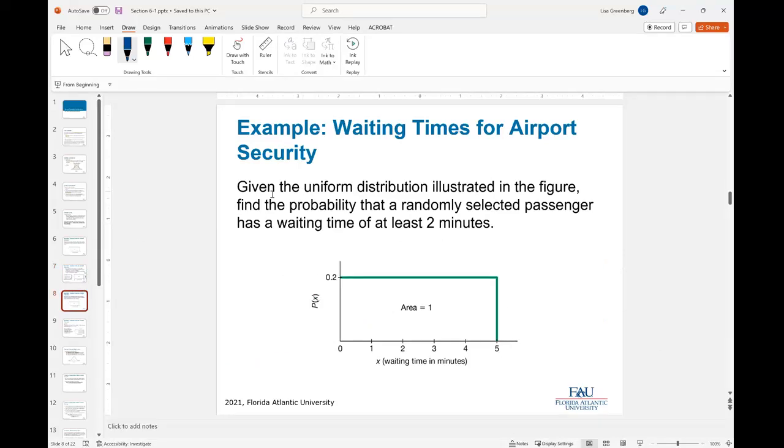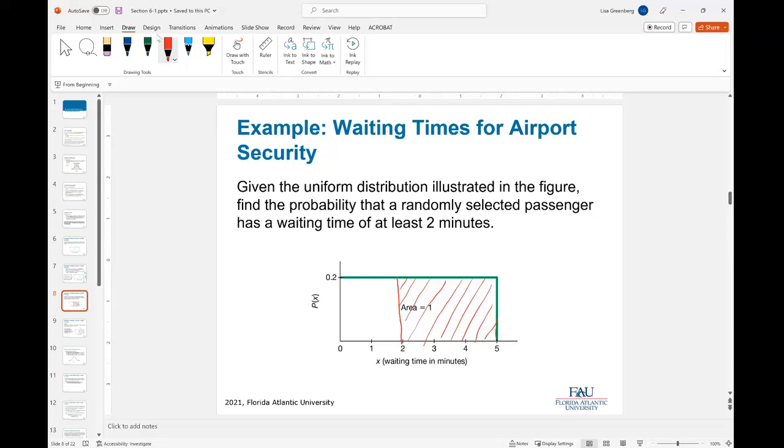All right. So given the uniform distribution illustrated in this figure, find the probability that a randomly selected passenger has a wait time of at least 2 minutes. So we're saying it's anywhere between 2 minutes and 5 minutes. So really we're looking for this area. At least 2 minutes is 2 or more. And the most we were told was 5.